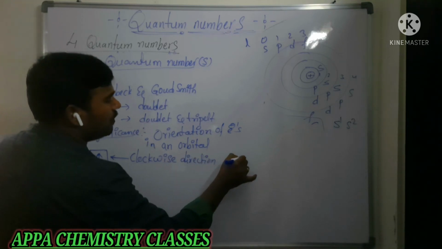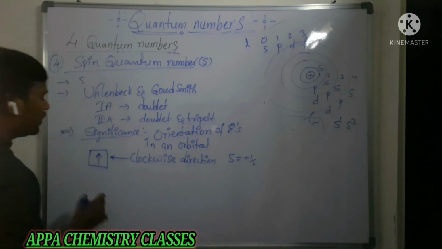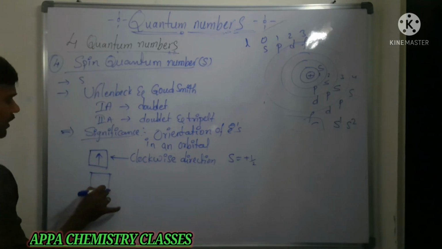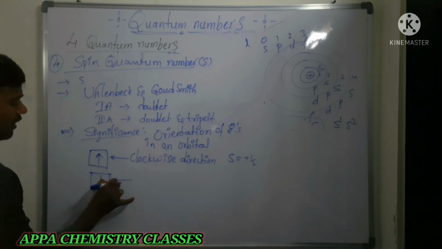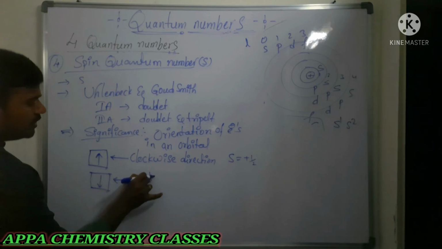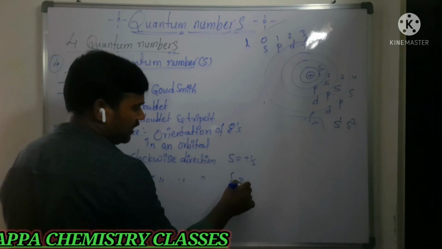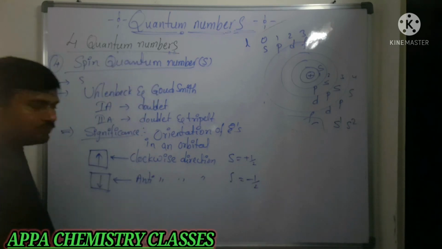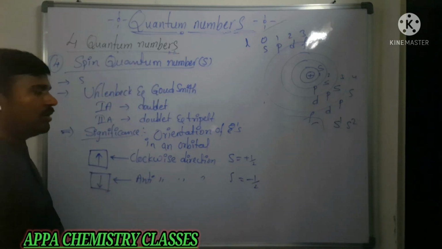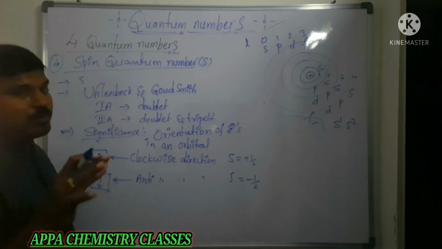For this, the spin quantum number will be plus 1 by 2. If the electron is oriented in the downward direction, it is called anti-clockwise direction, whose spin quantum number will be the same but with opposite sign. Is that clear? The spin quantum number value will be the same with opposite sign.